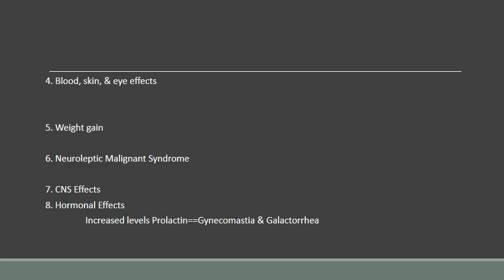The next side effects that we see here are side effects of the blood, skin, and eye. Individuals who are on typical antipsychotics may experience hives or rashes. They also may complain of blurred vision, dried eyes, and usually artificial tears may help with that. Many times the blurred vision may resolve after a week or two of being on the medication.